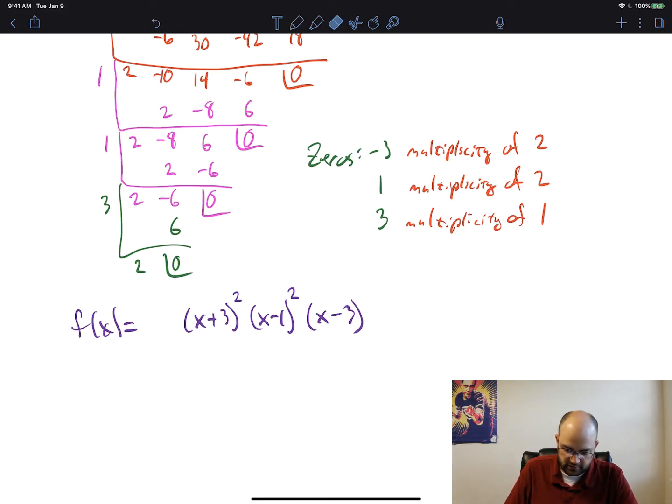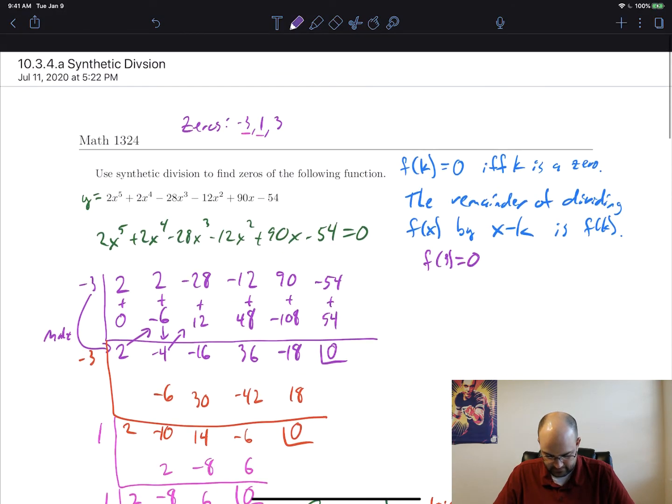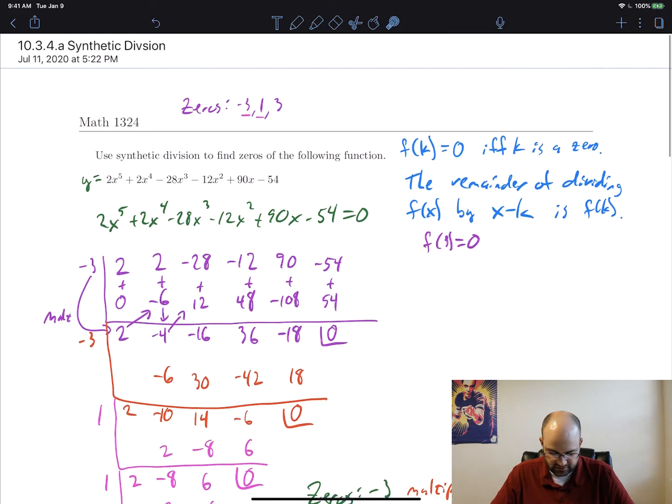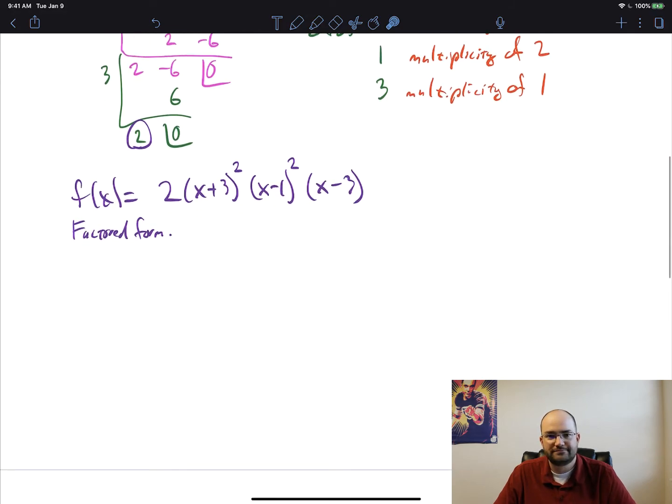We're almost done. The only thing we need to make sure we account for is the leading coefficient, which will be right there. And this is actually the factored form of this. So congratulations, we just factored a degree 5 polynomial function. All right, I'm going to go to the calculator to illustrate some of these things that I've shown you. I'll see you there.